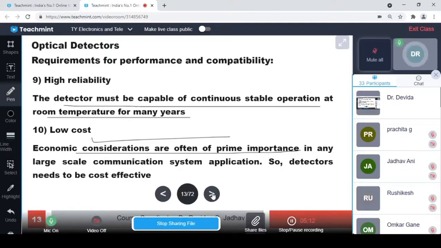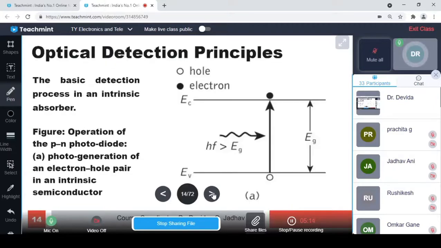Whenever a charge per atom is in the valence state, and energy in the form of optical energy, a photon, is incident, having energy more than the band gap energy, then an electron is released into the conduction state and an electron-hole pair is generated. This is called photo detection. This is the photo detection principle.